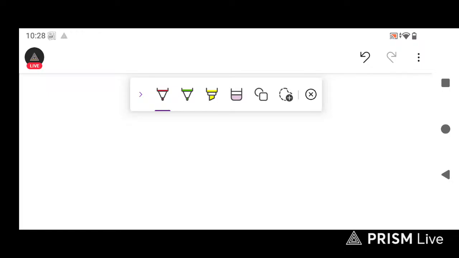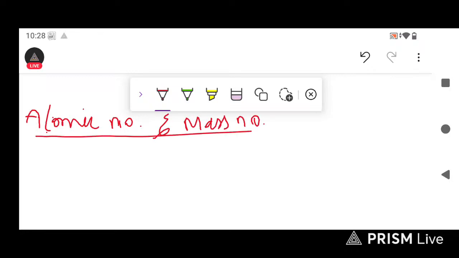Okay, welcome back, students. Now we will talk about the atomic number and mass number. So what are atomic number and mass number?